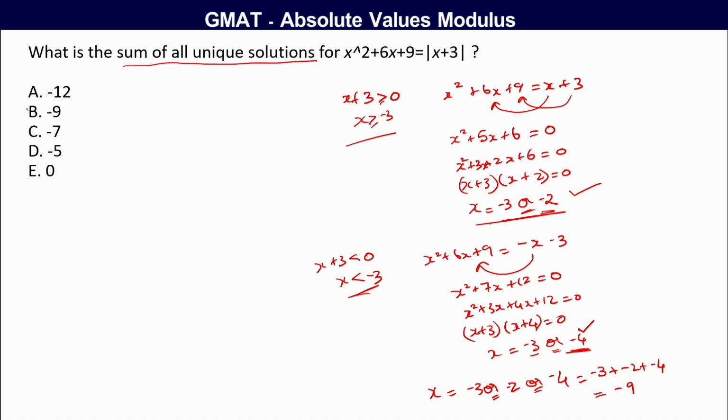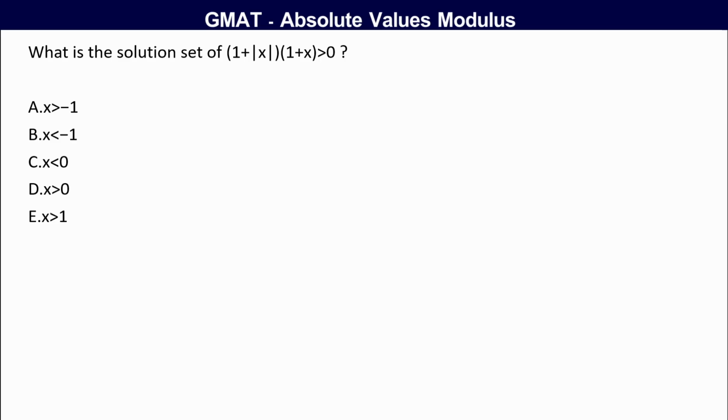That is option B. Now, let us look at the next question. What is the solution set of (1 + |x|)(1 + x) > 0? When you look at this, 1 + |x| will always give you a positive value. So, 1 plus any positive value will always be positive.